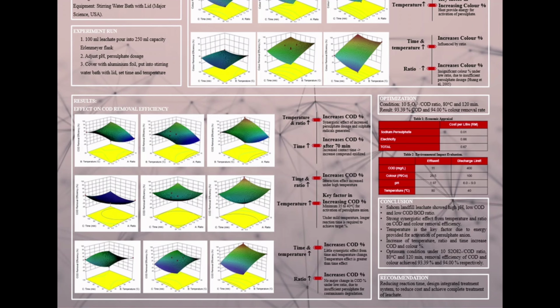The leachate effluent meets Malaysia's standard discharge limit for COD and color. However, the low pH and high temperature require further treatment. Some of the recommendations provided are reducing reaction time with the use of sufficient persulfate dosage or with co-oxidants, or design integrated treatment system to reduce the operation cost and achieve complete treatment of leachate.